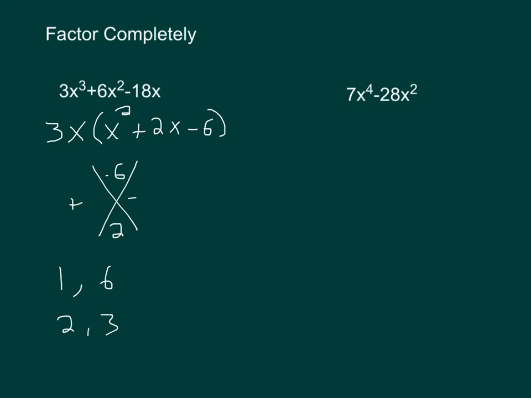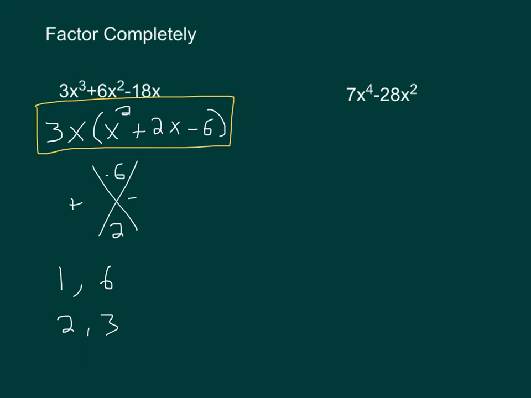Individually, this trinomial is prime. That means that this is my fully factored form. It does not mean that my original polynomial is prime, because I could write it as 3x times x squared plus 2x minus 6. But it does mean that my resulting trinomial factor is prime. Let's look at the next example.